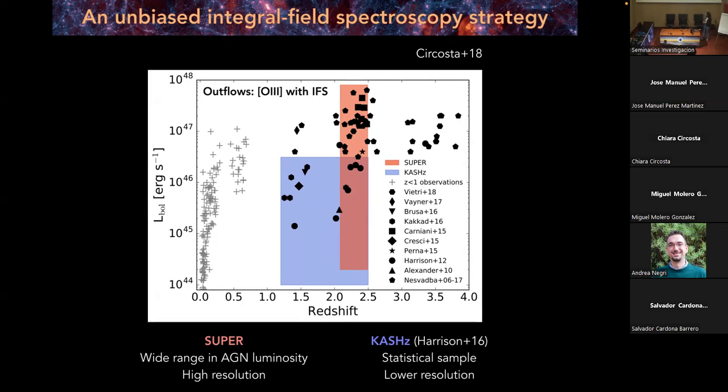At cosmic noon, so around redshift 2, there are two complementary surveys that are trying to address this bias. One in red is SUPER, which I'm going to talk about in a moment, which covers a wide range in AGN luminosity with high resolution observations. So of course the statistics is quite limited. And the other survey in blue, KASHz, using KMOS, covers a wider redshift range and a much larger statistical sample, but also lower resolution observations.